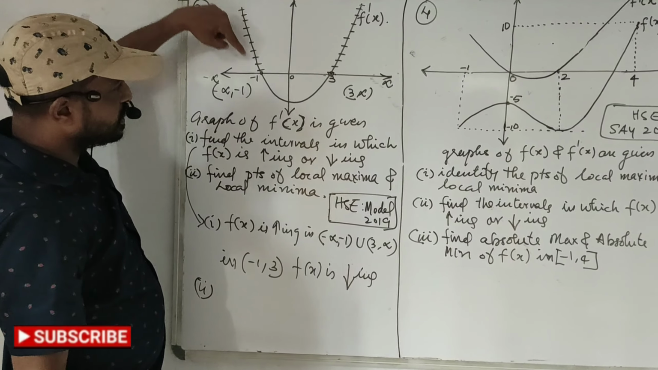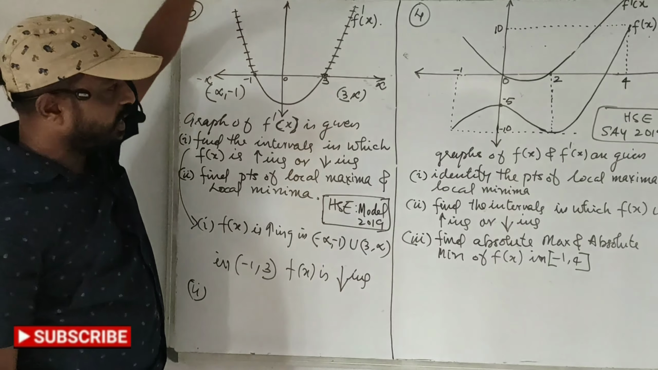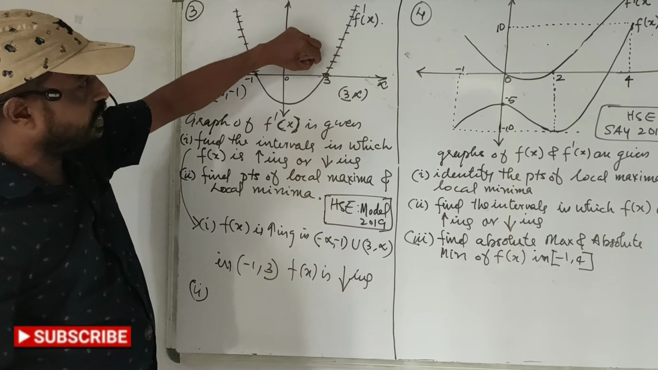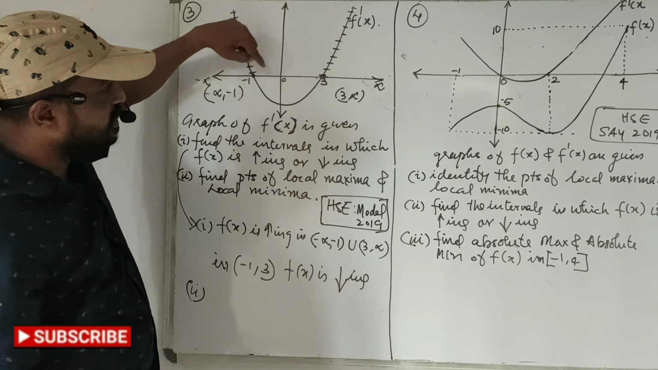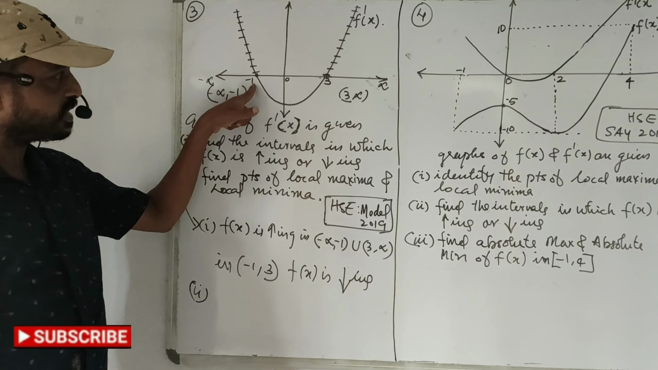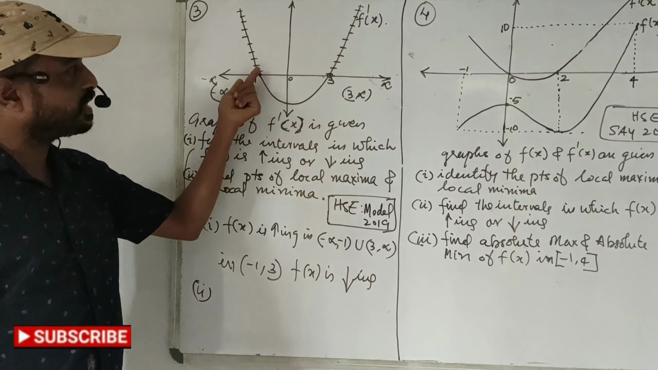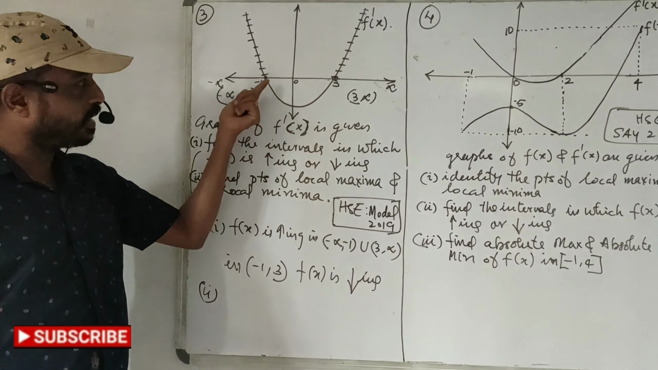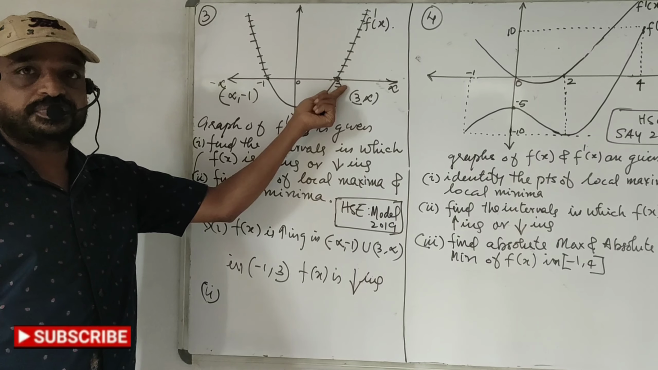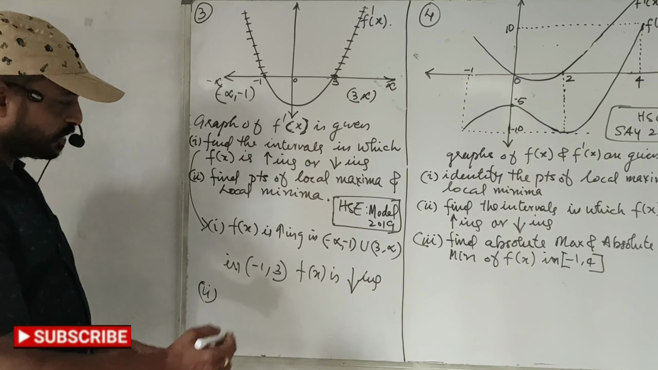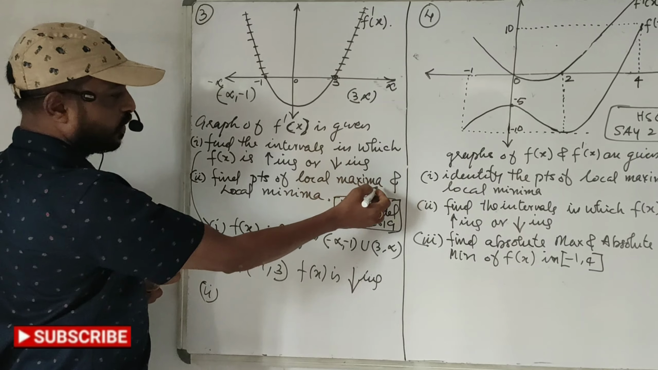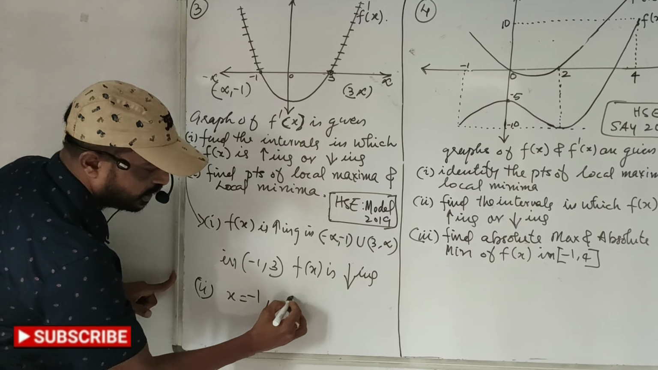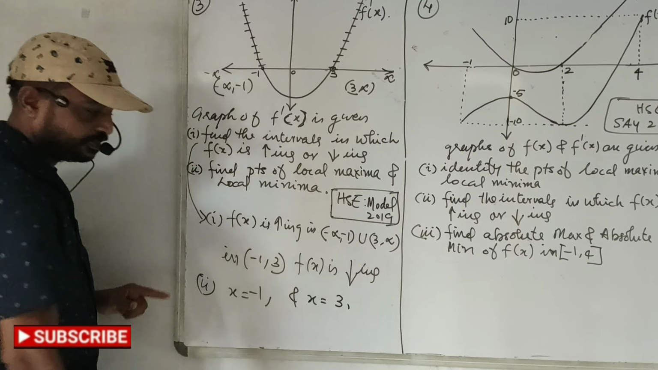This is the graph of f dash of x. So f dash of x is equal to 0 at the points in which the graph of f dash of x intersects the x-axis. This is -1, 0 and this is 3, 0. So at the points -1 and 3, f dash of x is equal to 0. So the function has local maxima and local minima at x equal to -1 and at x equal to 3.